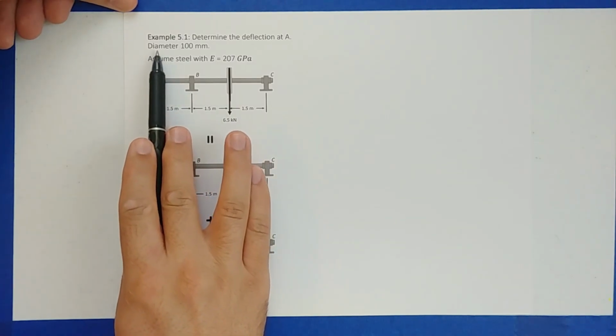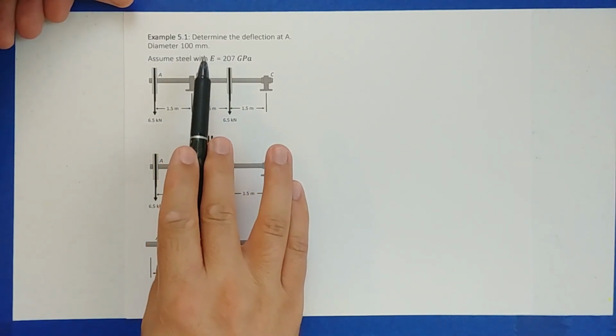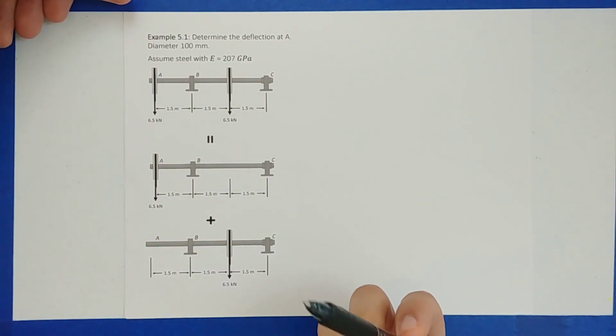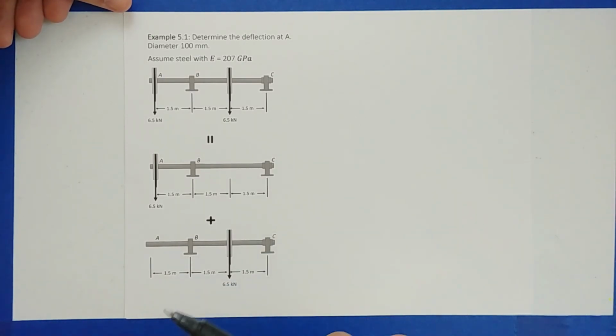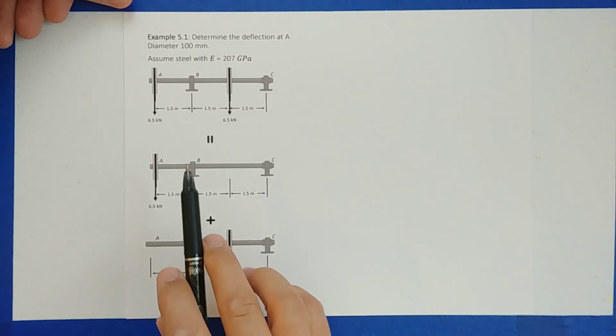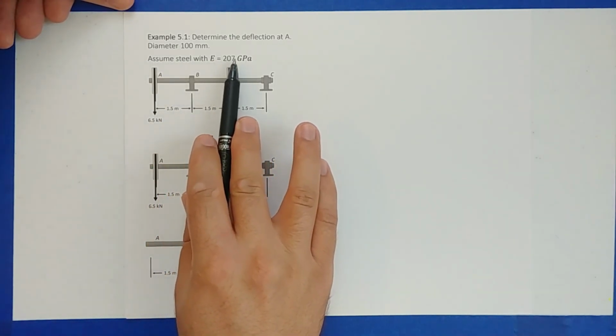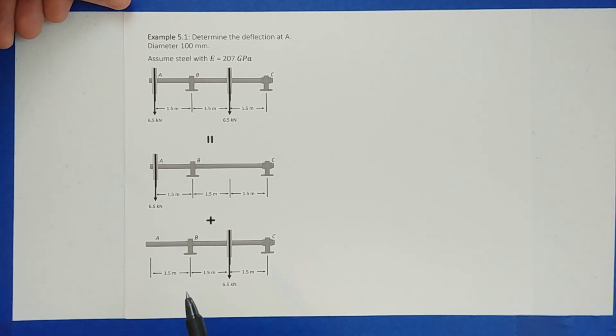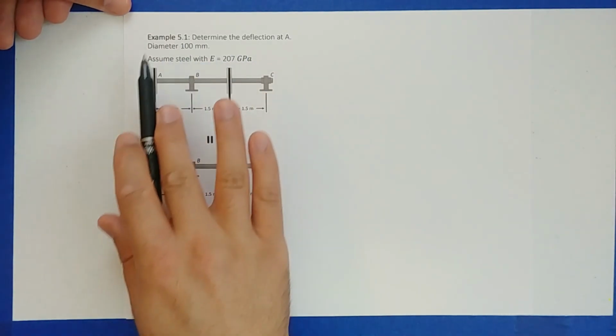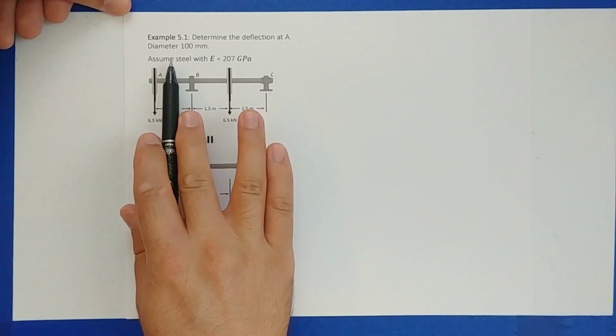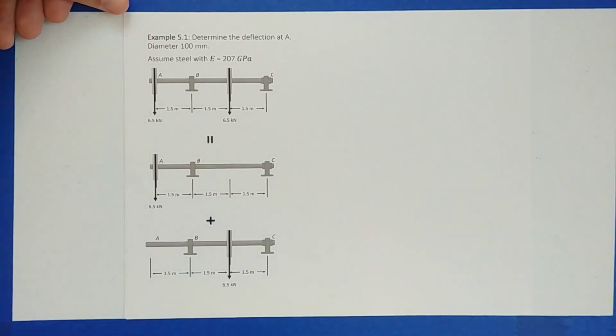They tell us that the shaft has a diameter of 100 millimeters. There's no mention of inside or inner diameter, so we're gonna assume it's a solid round shaft. They tell us that it's made out of steel and it has an elastic modulus or Young's modulus of 207 gigapascals.